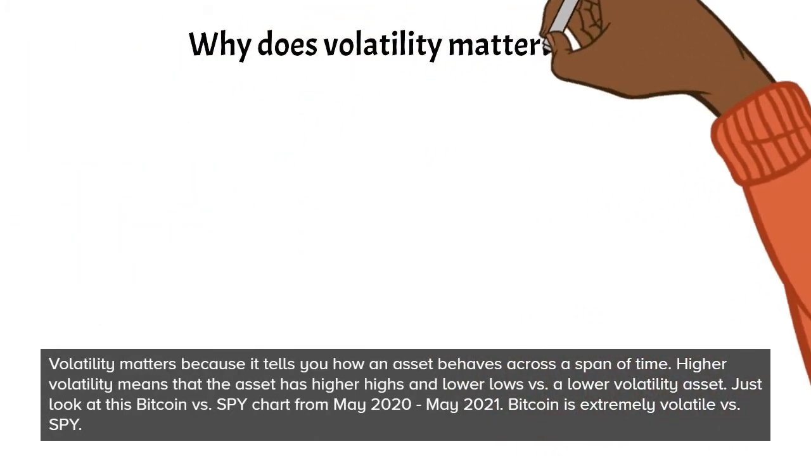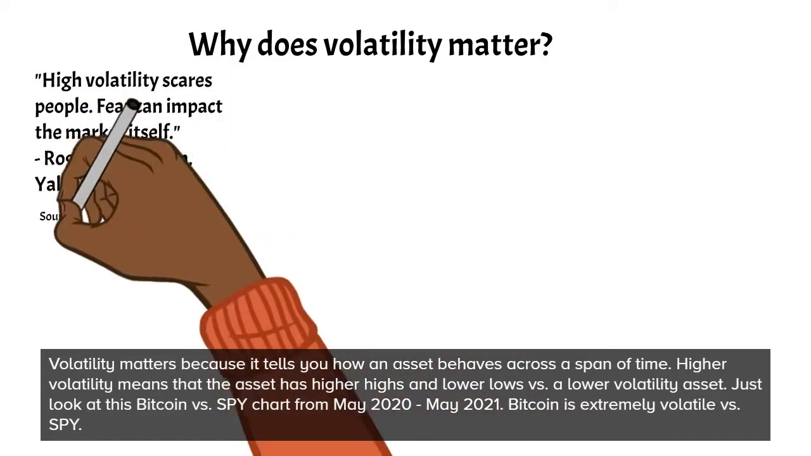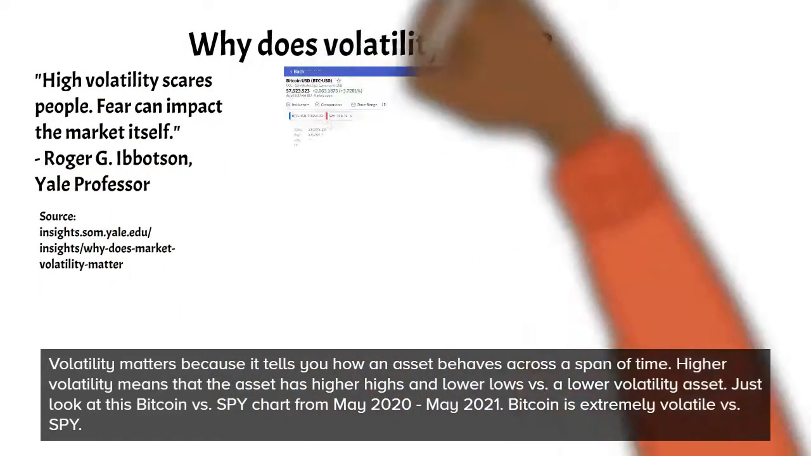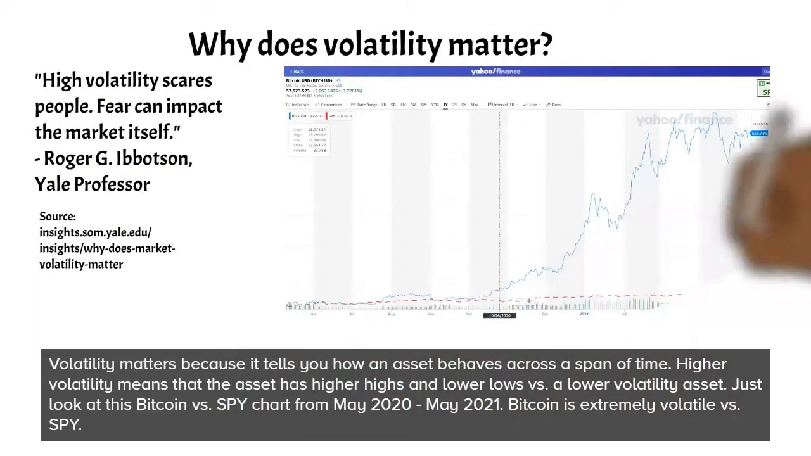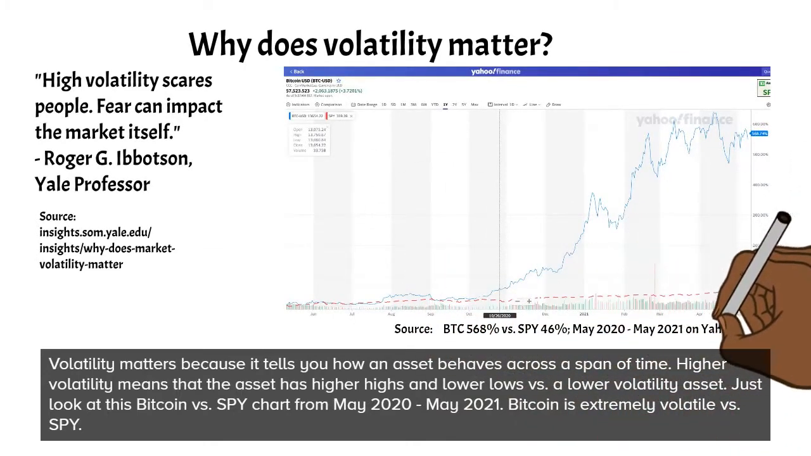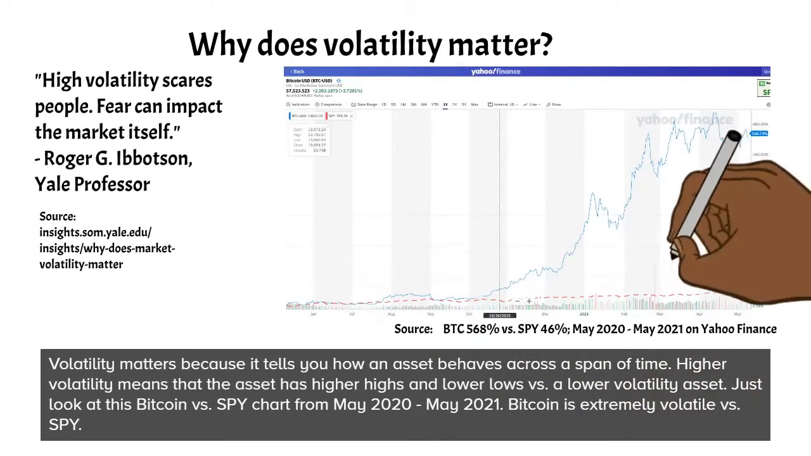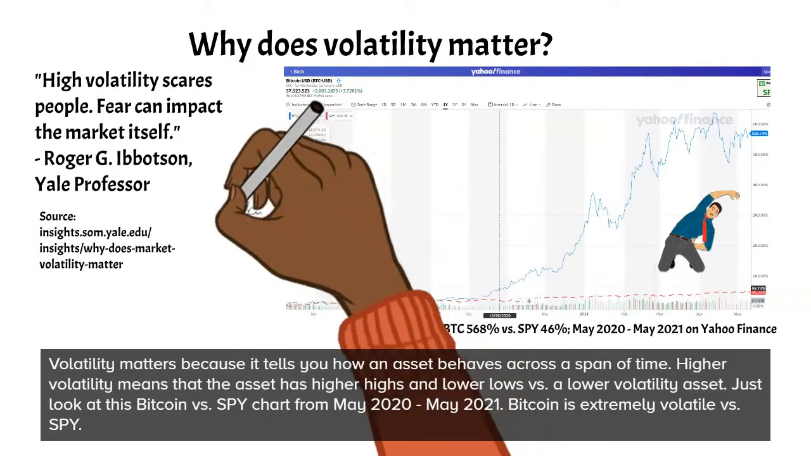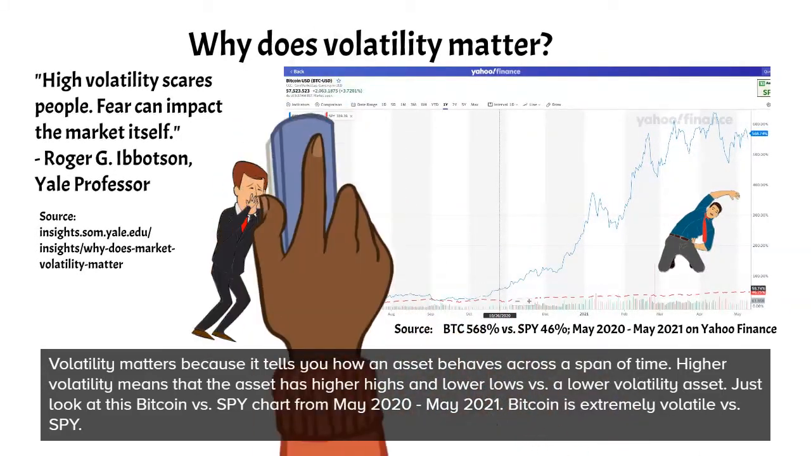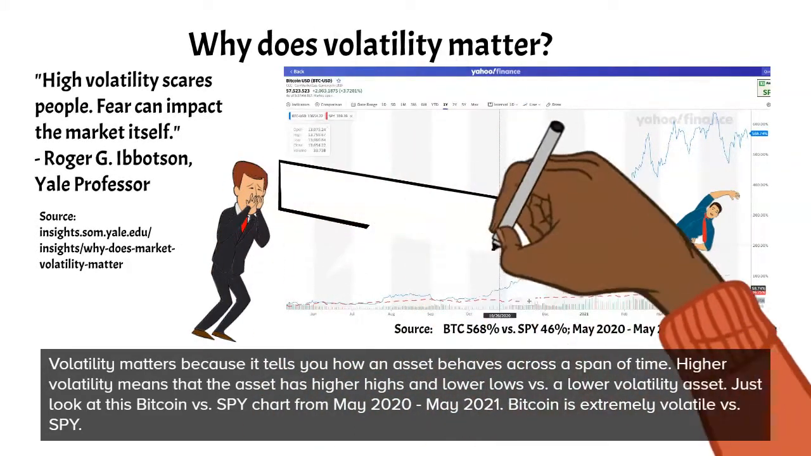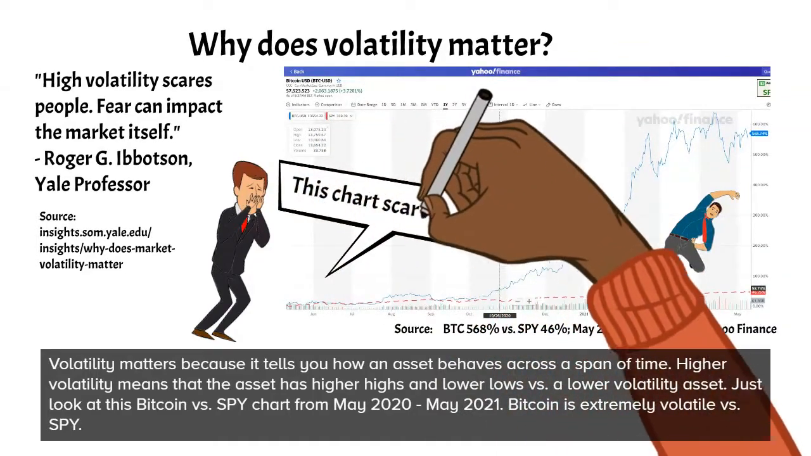Volatility matters because it tells you how an asset behaves across a span of time. Higher volatility means that the asset has higher highs and lower lows versus a lower volatility asset. Just look at this Bitcoin versus SPY chart from May 2020 through May 2021. Bitcoin is extremely volatile when you compare it against SPY.